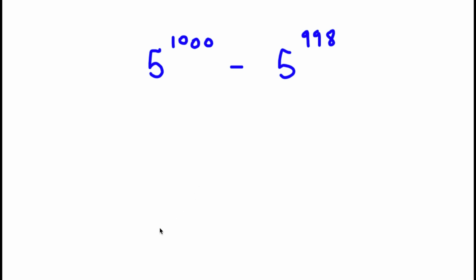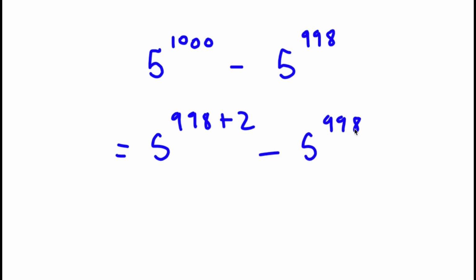Alright, so in this problem, I have 5 to the power of 1000 minus 5 to the power of 998. To solve this, I'm going to first change 1000 to 998 plus 2, because 1000 equals 998 plus 2. So, I have 5 to the power of 998 plus 2 minus 5 to the power of 998.